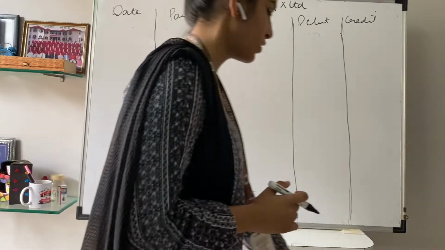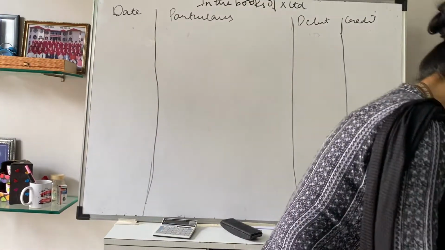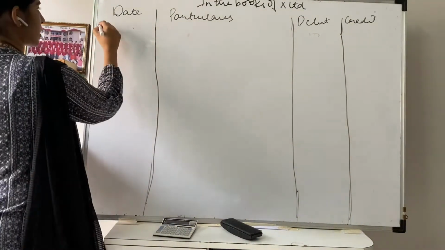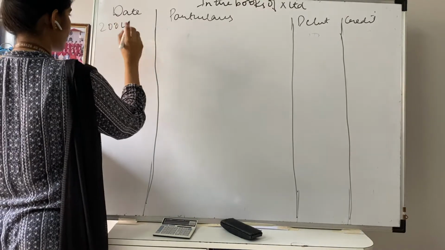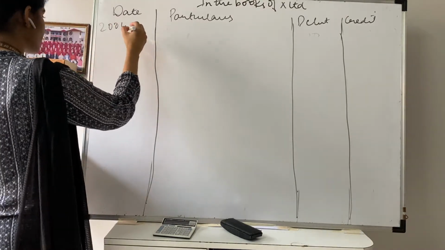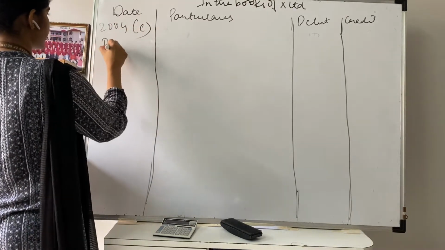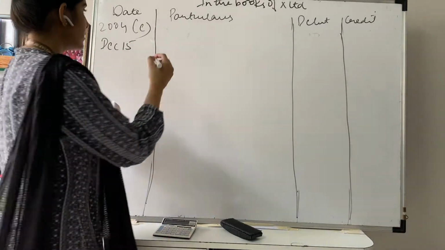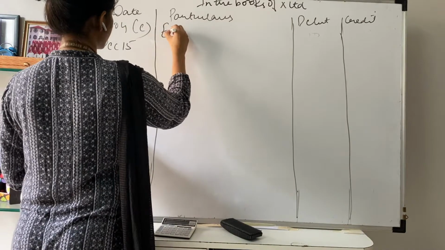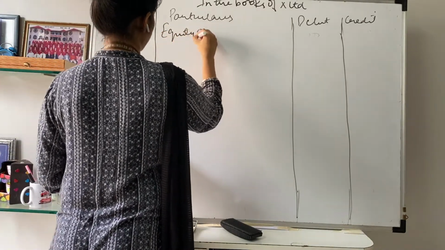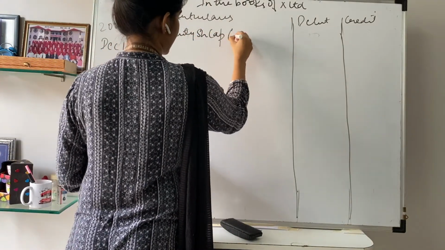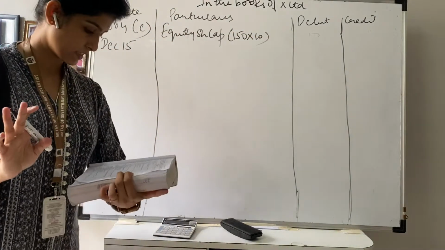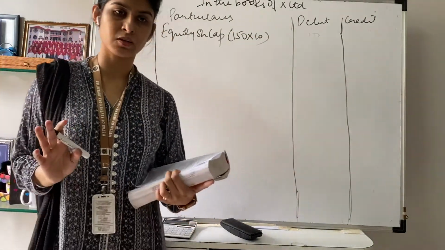Okay. Moving to the question for subpoint 3rd. We have certain date given as 2004. The same date is being followed in the whole question. Subpoint C, December 15. Read the question carefully. We are given some shares forfeited, equity share capital, forfeited at 150 into 10. This is the direct thing given in the question.